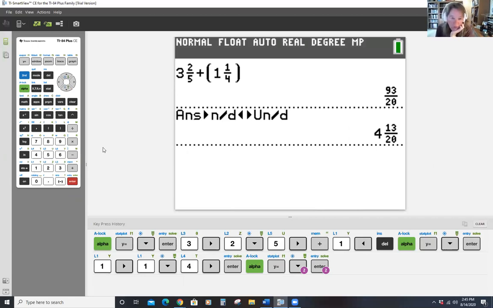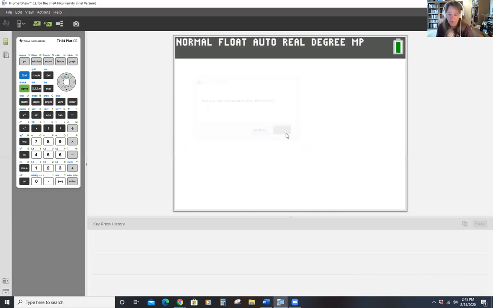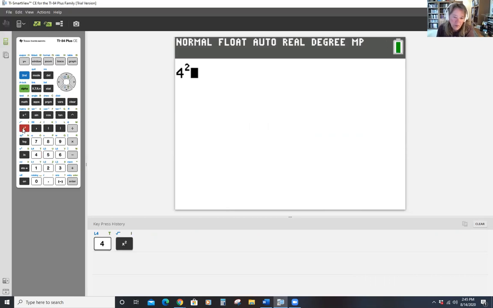Okay, so now I want to talk a little bit about powers and roots. So go ahead and clear all this out. Okay, so what we're going to do now is we did this a little bit at the beginning. So let's go ahead and do 4 squared. So we've got 4, and then this x squared button just sets it up so that it squares it. And everybody knows the answer to that is 16.